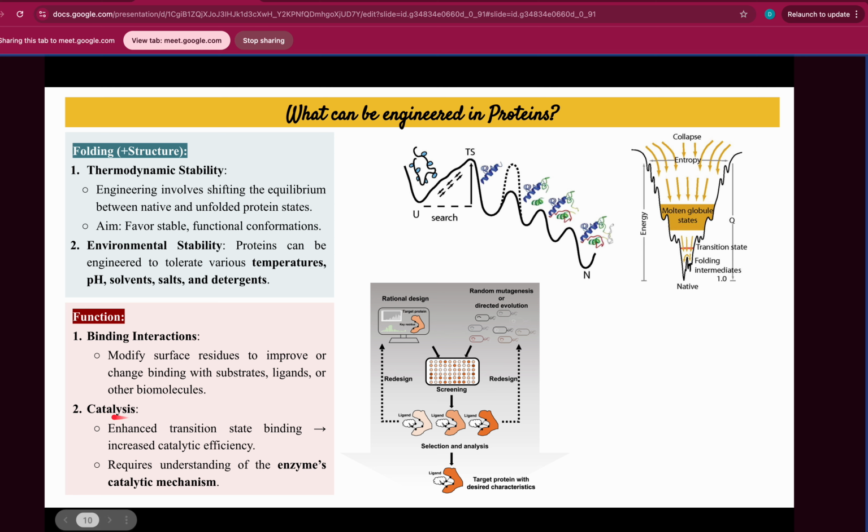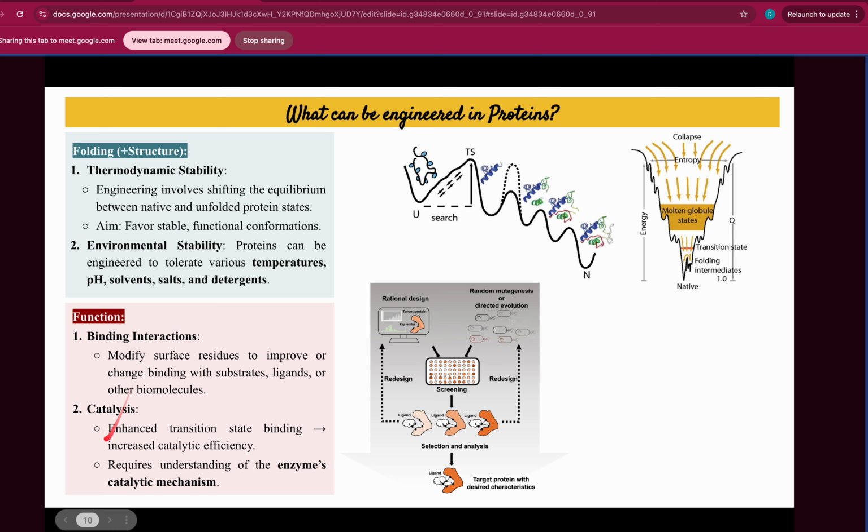Then catalysis. So there are different enzymes. For example, from the real world we have to consider certain cases, so we have different detergents or different washing liquids. So normally they contain enzymes which interact with the dirt molecules and remove the dirt. So these reactions are catalytic reactions.